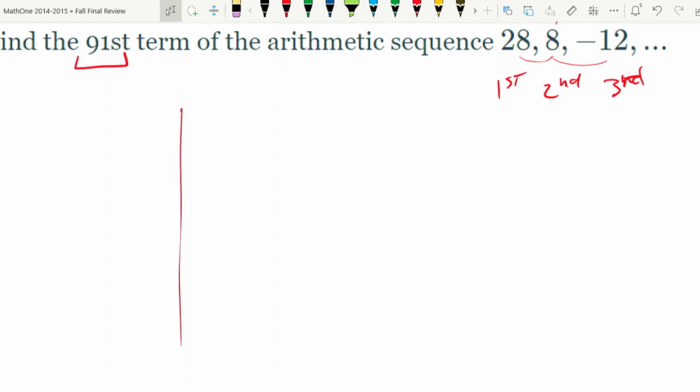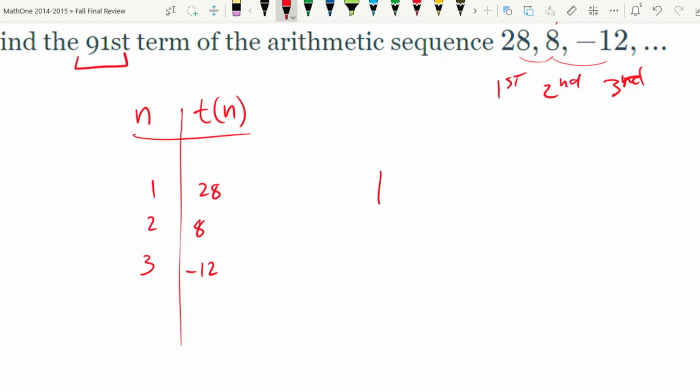I could look at a table of values, and I can see I've got my first term, my second term, my third term. This is 28, this is 8, this is negative 12. If this is the nth term, and I'm trying to find a general rule for the nth term, t of n, I know part of it is that t of n is going to equal negative 20 times the number n, because each time I go up, I'm adding negative 20. So negative 20 times n.